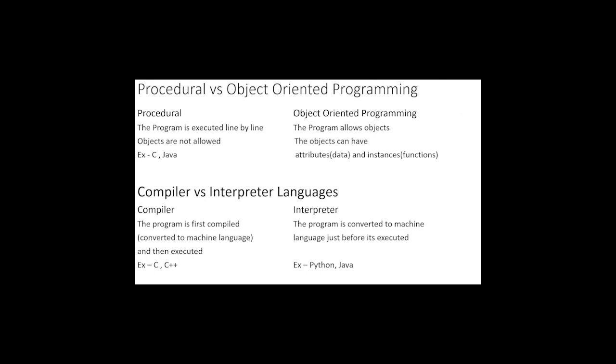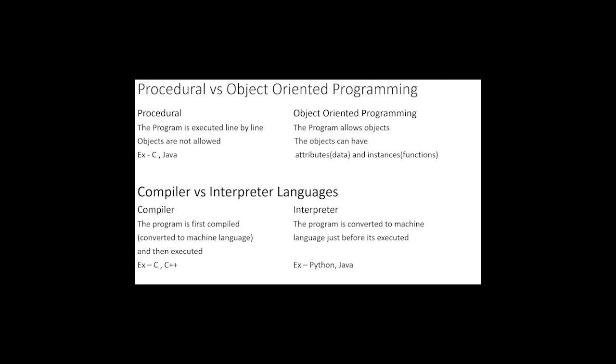So the first classification is procedural versus object-oriented programming. In procedural programming, the program is executed line by line and objects are not allowed. I'll tell you what objects are. In object-oriented programming, the program allows objects. Objects are things in code which can have their own data, also called attributes, and their own functions. Like in real life, for a TV, the attributes are its various buttons, its color, its size, its shape, and its functions are to change channel, to increase volume, etc.